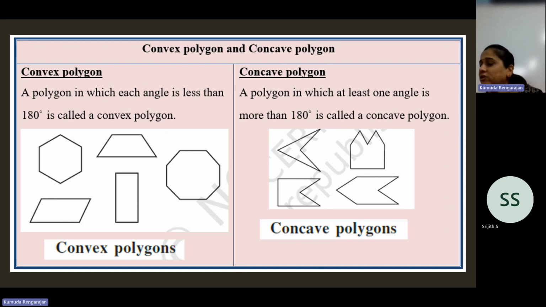So an equilateral triangle is a regular polygon because all the three sides are equal and all the three angles are equal. A square is a regular polygon because all the sides are equal and all the angles are equal to 90 degrees. A rectangle is not a regular polygon. A rectangle is not regular because all sides are not equal. Only opposite sides are equal. All the sides should be equal. So a rectangle is not a regular polygon. We finished that.